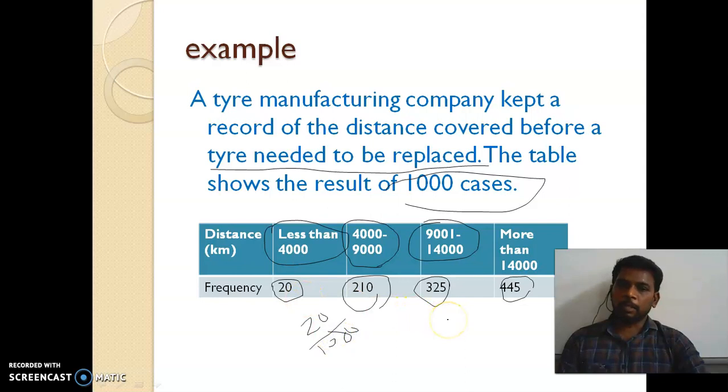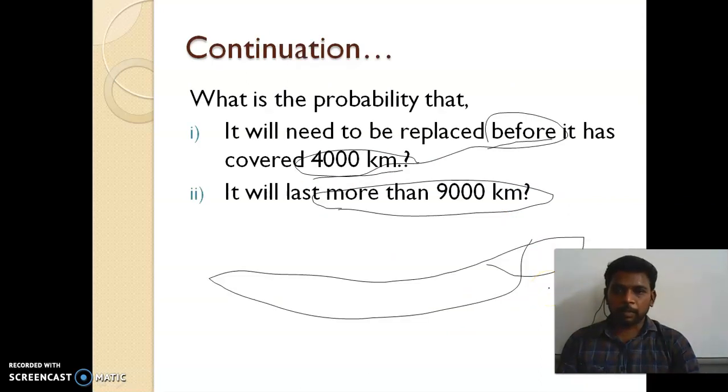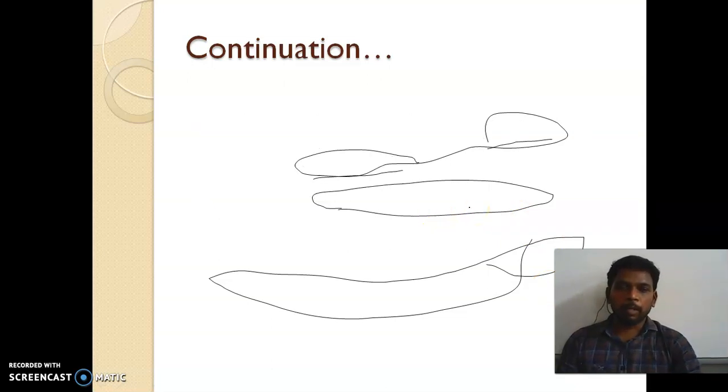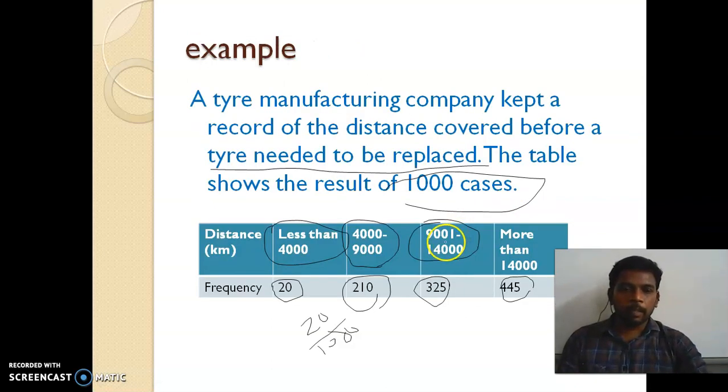And what is the second question? They are asking about more than 9000. More than 9000 means, from the table, what about the last two columns? This one is 9000 to 14,000, and this one is more than 14,000. In the question they are asking above 9000, so above 9000 means starting from here onwards, right? We can include both observations, so we have to add both frequencies.